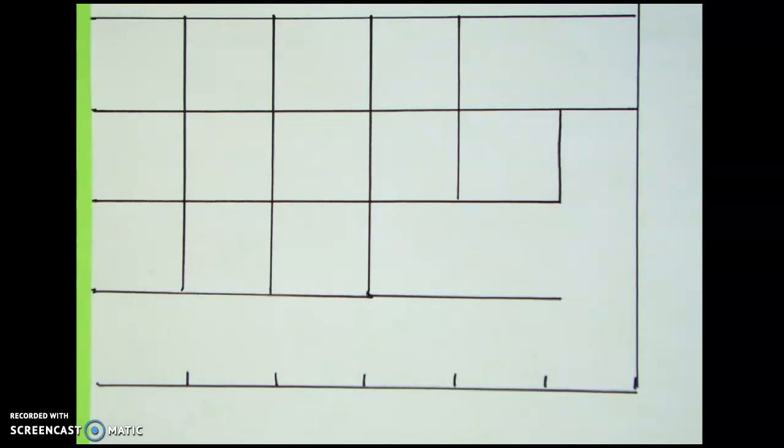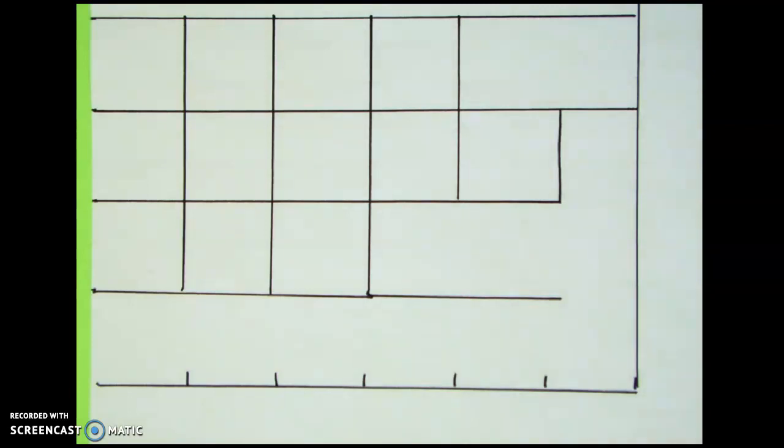Hi everyone, today we are going to be working on our next lesson for area. We are going to learn how to draw rows and columns to determine the area of a rectangle given an incomplete array, just like the one that we have right here.